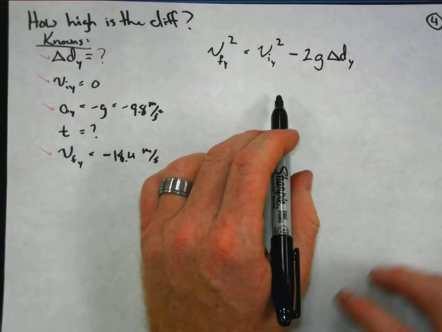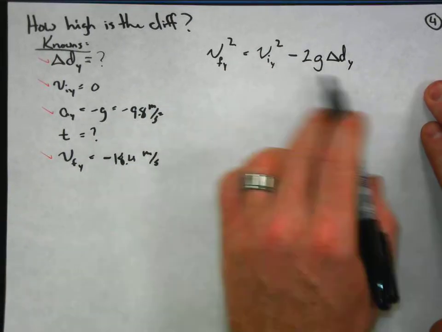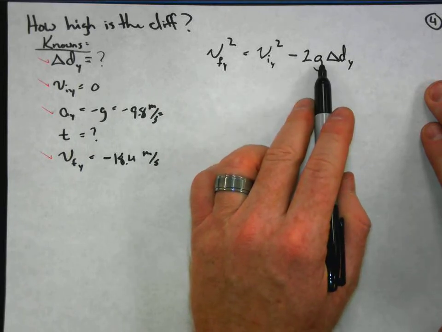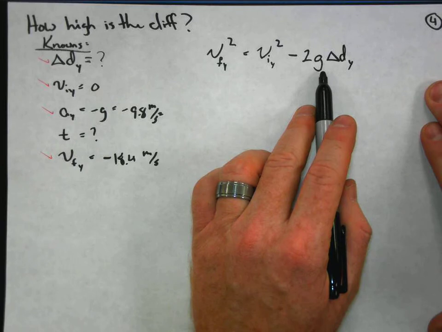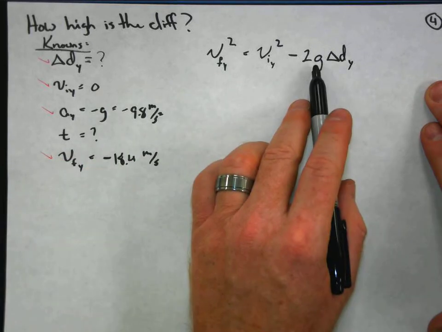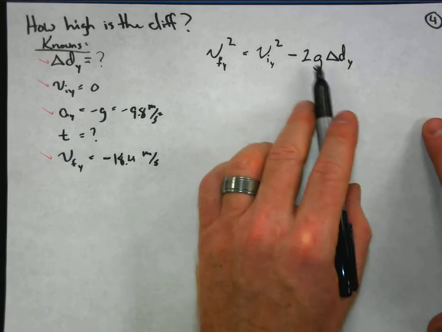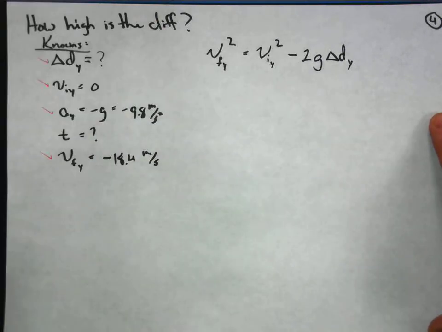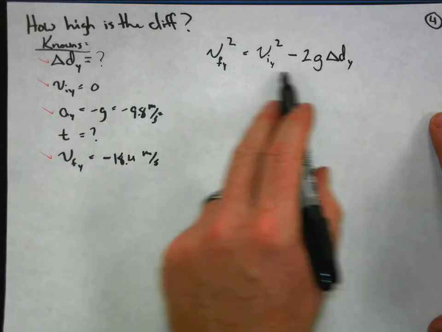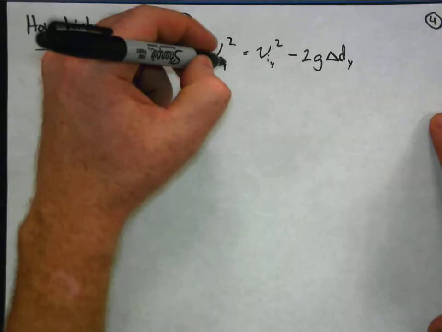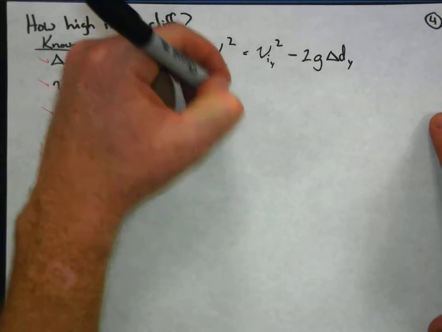This equation is a little bit different than what you're used to, only because it used to be plus 2 times a, and a gets replaced by negative g. A is negative g, so the negative sign associated with g is right here in the equation now. What I need to do is simply rearrange this equation and solve for delta d in the y direction. That's my unknown, that's my goal.